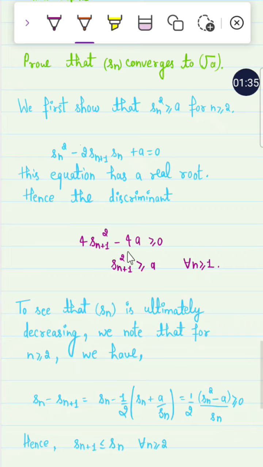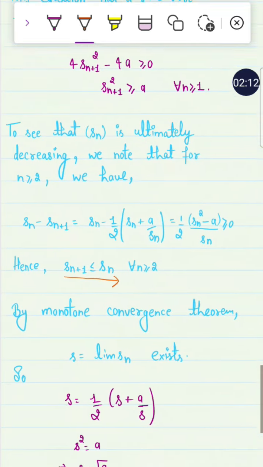To see that sn is eventually decreasing, we note that for n greater than or equal to 2, we see that sn minus s(n+1) terms, right? For decreasing and increasing, showing sn minus s(n+1), where s(n+1) is 1/2 (sn plus a upon sn), right? After solving, this gives you 1/2 (sn square minus a) upon sn, which is greater than or equal to 0, right? So if it is greater than or equal to 0, this implies that s(n+1) is less than or equal to sn. So this implies that sn is a decreasing sequence.